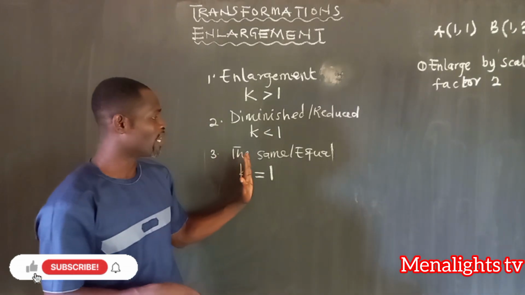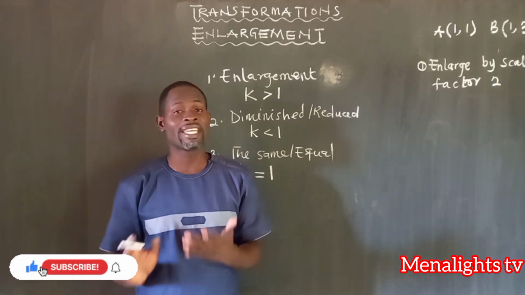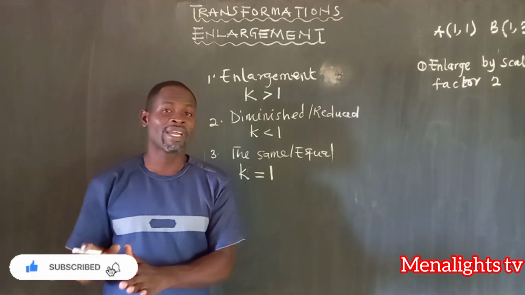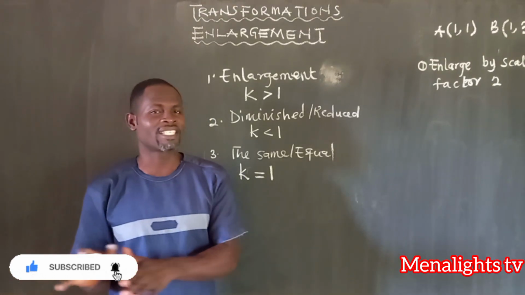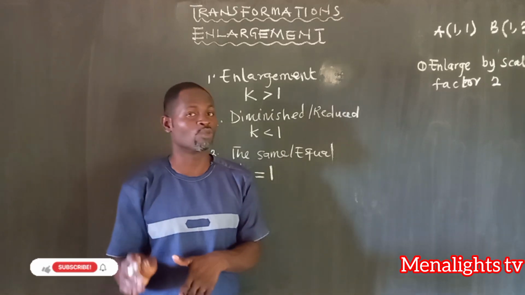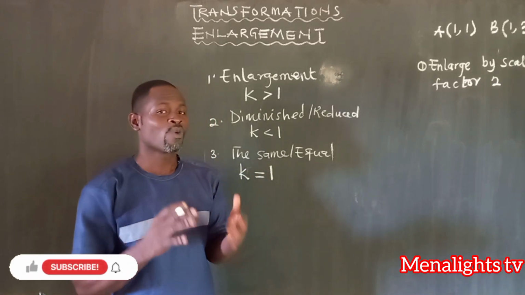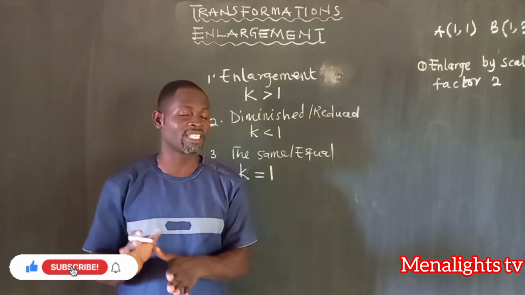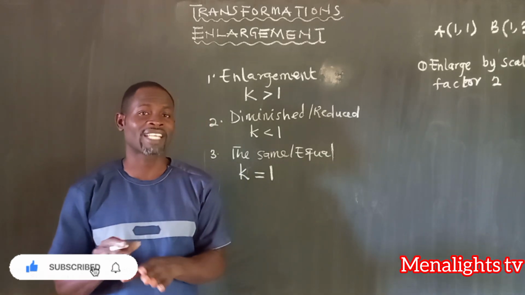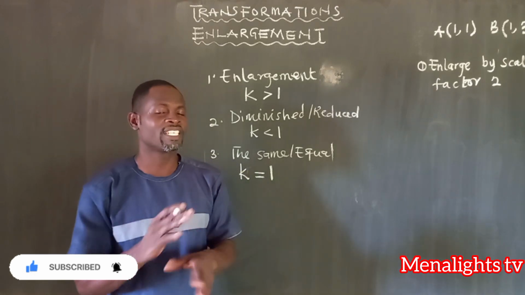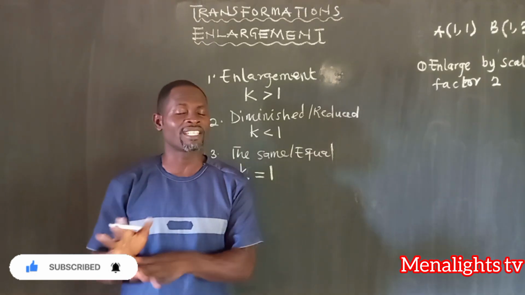Then we come to the third one. We have the same or equal. The type of enlargement is the same or equal, where the image and the object are the same because the scale factor is equal to 1. Another type is when the image is formed at the opposite side of the object. Here the scale factor is negative. So if the scale factor is negative, the image is formed at the opposite side of the object.